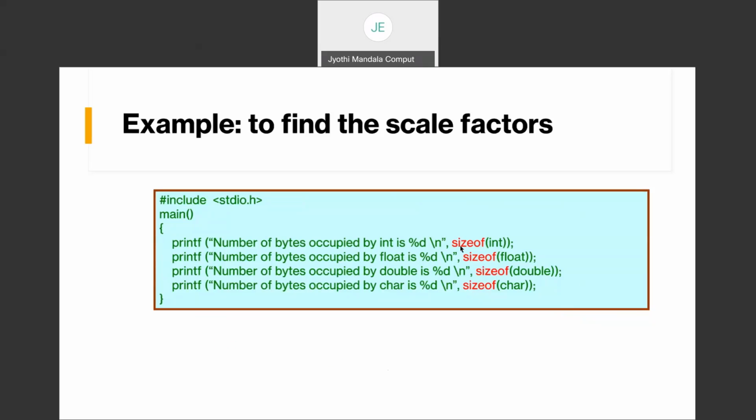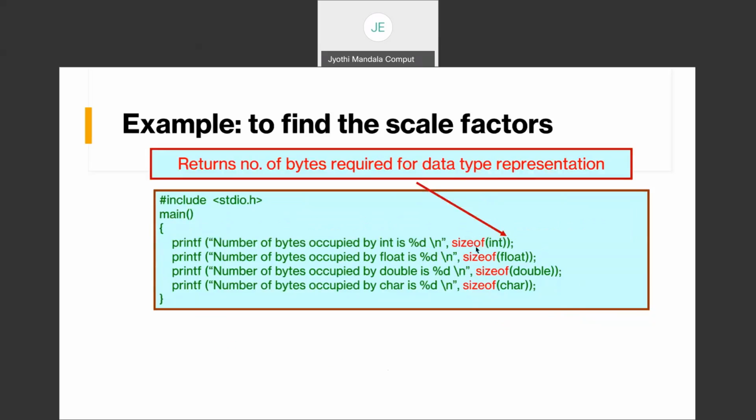Simply by using the sizeof operator. We already learned it at the time of learning the operators concept. Sizeof is a special operator which is used to know the size of a particular data type. So the sizeof operator can be used to find the scale factor. Whenever you write sizeof int, this always returns the number of bytes required for a particular data type representation, and that value is called the scale factor.